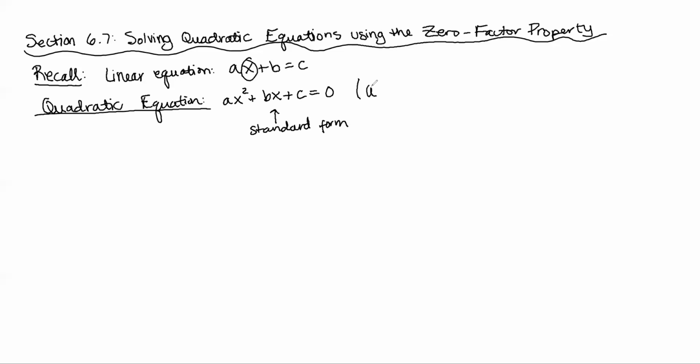A couple things we have to specify is that a cannot equal 0. If it did, this whole term would be gone, and we wouldn't have an x squared, which means it would be linear, not quadratic. And then as usual, a, b, and c are real numbers. We're still not dealing with any of those i's.